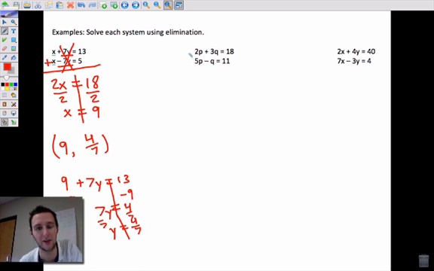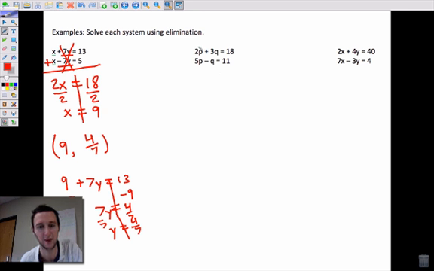If we look at the second one, here's an example where we don't necessarily have the same number of each variable. So like here we have 2p, but then down here we have 5p. There's 3q and a negative 1q. So we're going to need to do something to this equation to make one of the equations have something like this where we can easily cancel.